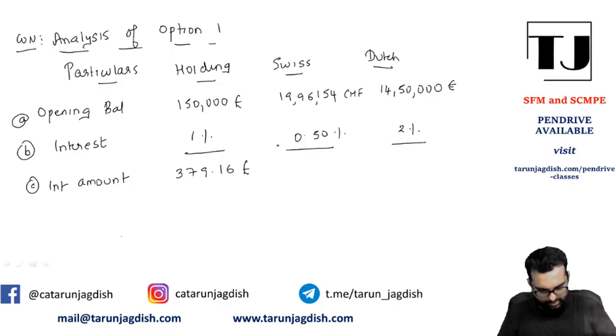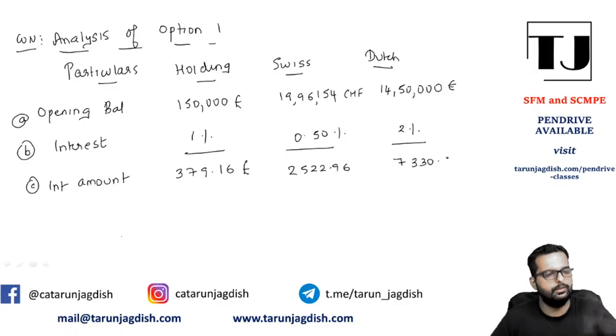In the second case, it would be 19,96,154 into 0.5% into 91 by 360, which would be 2522.92. And the last one, you would get the number as 7330.56. Okay. So once I get this, I will get the closing balance.